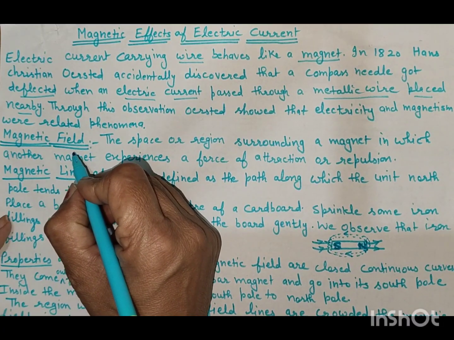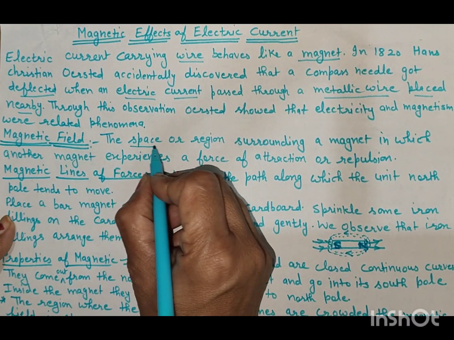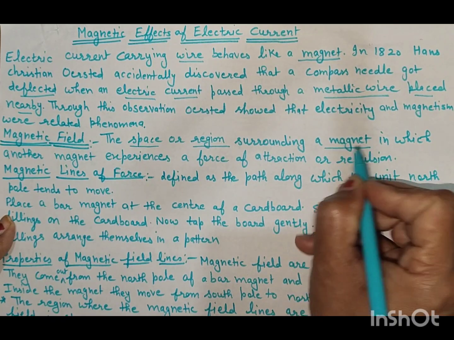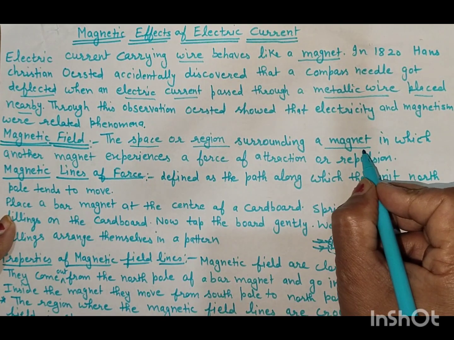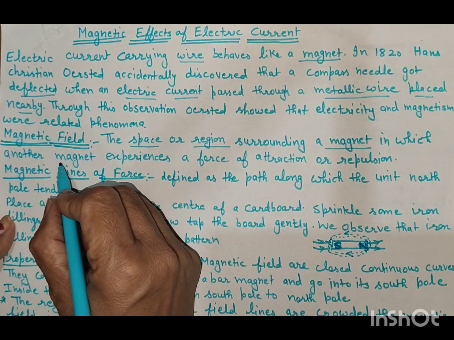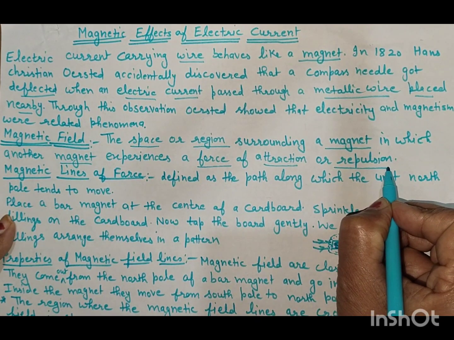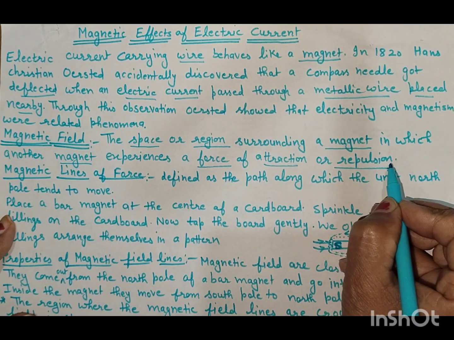What is a magnetic field? It is the space or the region surrounding a magnet in which another magnet experiences a force of attraction or repulsion.